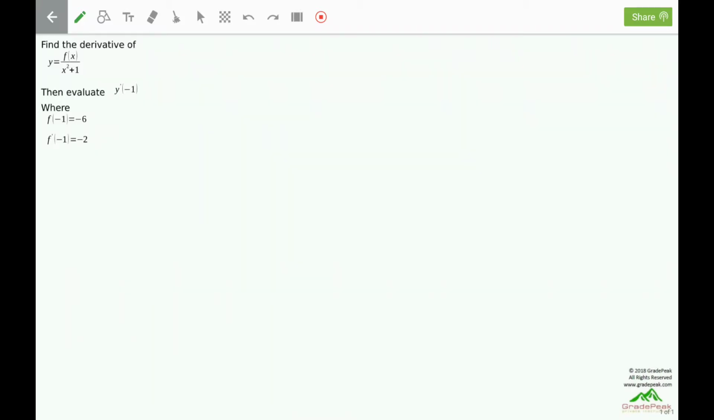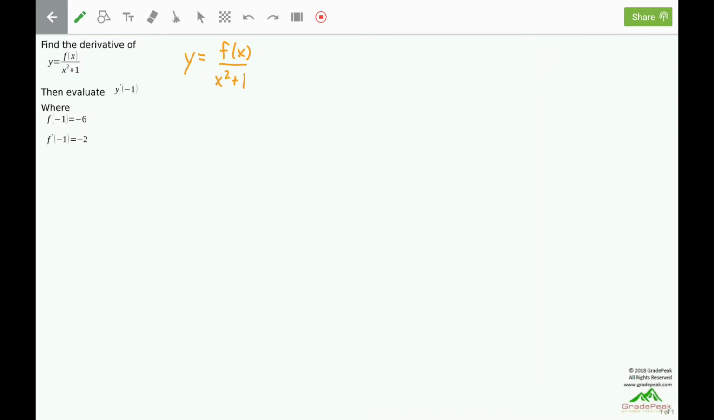Find the derivative of y equals f of x divided by x squared plus 1. Then evaluate y prime of negative 1, where f of negative 1 is negative 6 and f prime of negative 1 is negative 2. Y here is the quotient of two functions, one of which is unknown, f of x, divided by one which is known, x squared plus 1.